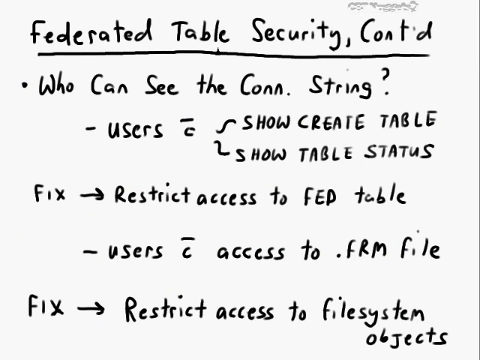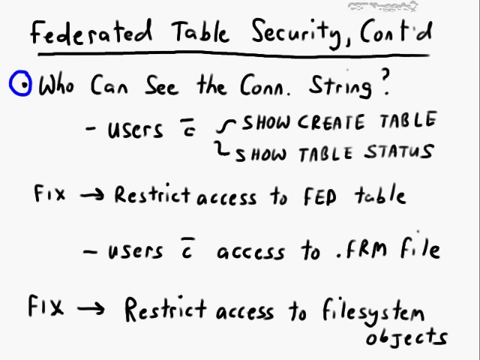Federated table security continued. Now that we know the main Achilles heel of federated tables, namely the fact that in the definition of the federated table, we have the exposed connection string, we need to know a little bit more about the details of this in terms of what are the limits of the exposure, who can see that connection string, and then how do we fix the problem.